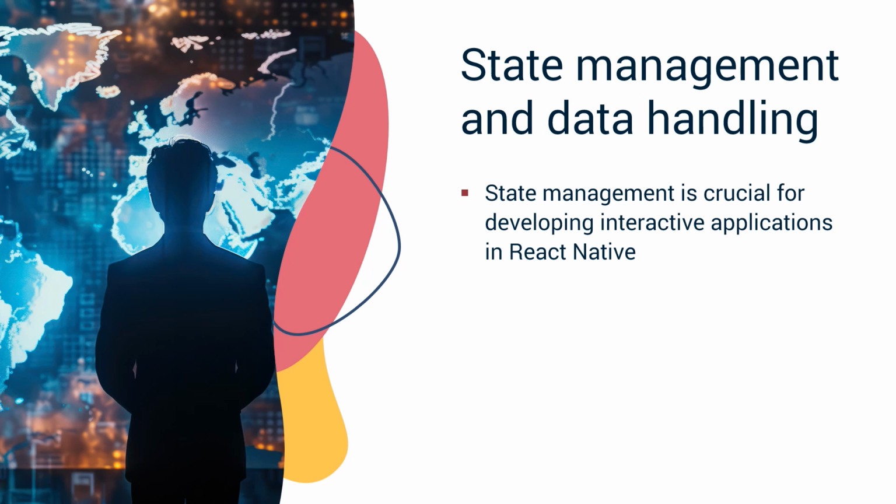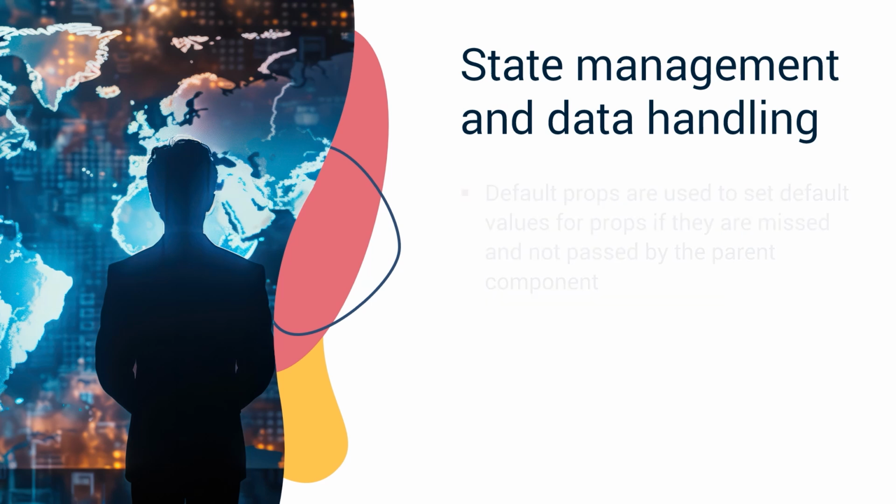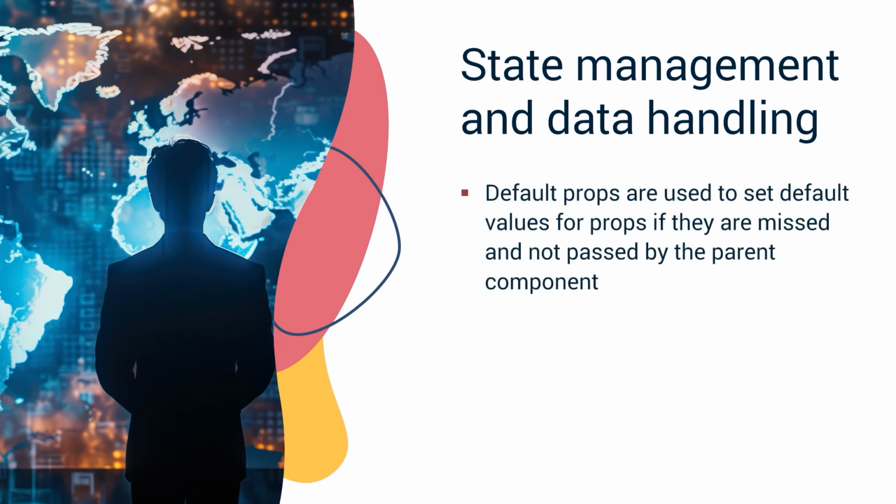State management is crucial for developing interactive applications in React Native. Props are a key feature in React Native that allow transmission of data from one component to another, making the components reusable and customizable. Default props are used to set default values for props if they are missed and not passed by the parent component.